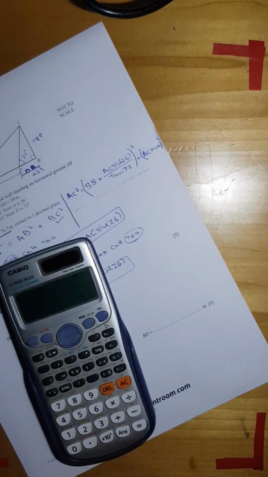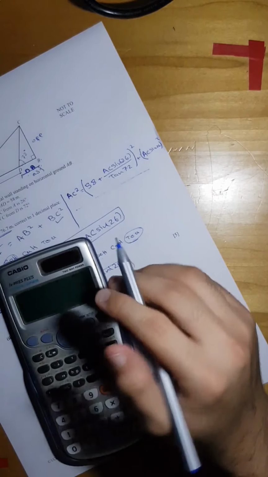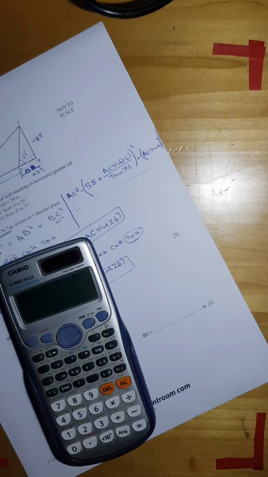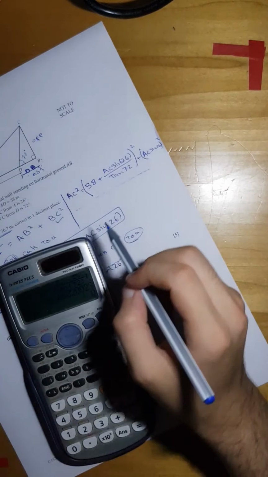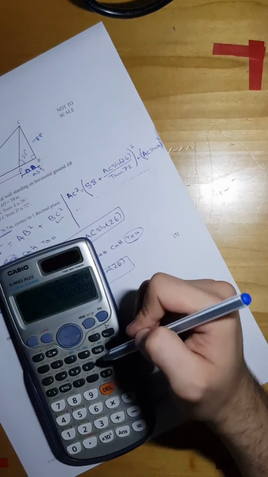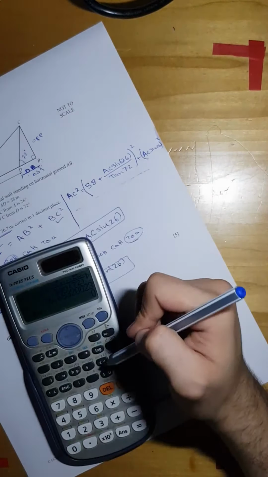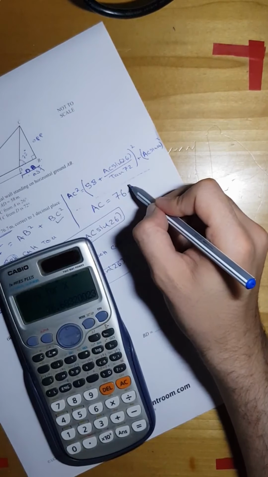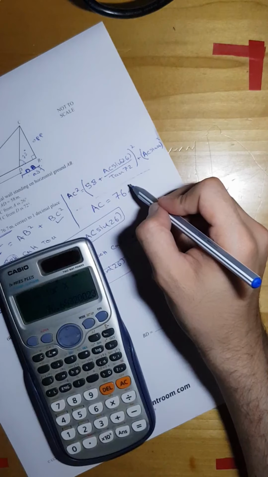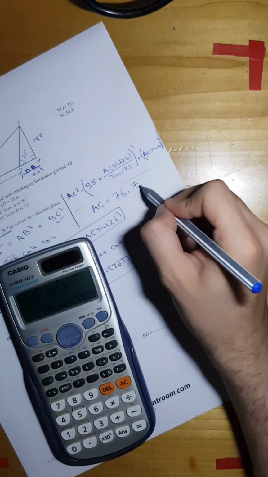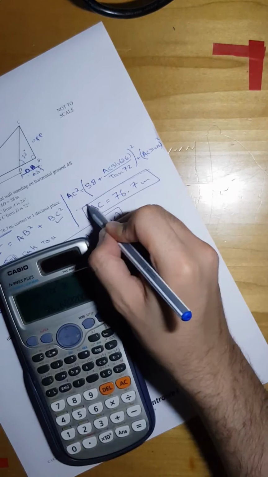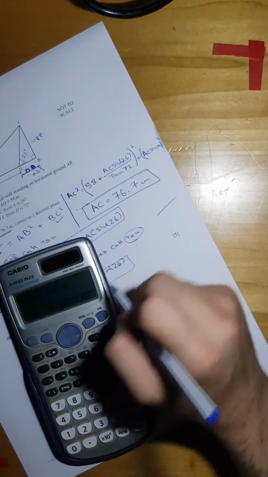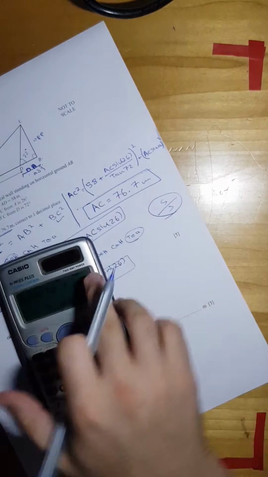We're gonna wait a couple of moments. Now I've done this before, by the way, to check that the calculator can calculate it, and it does. So now we have the answer. The answer is that AC equals 76.7 meters to one decimal place. So we are doing it right, and now we get the full mark, 5 out of 5. So that's how it's done.